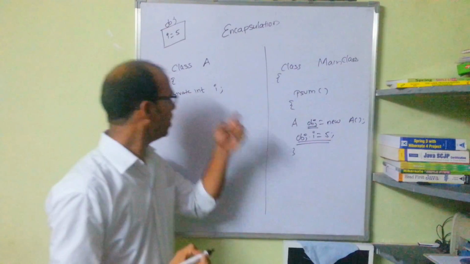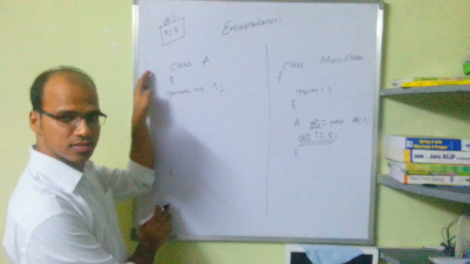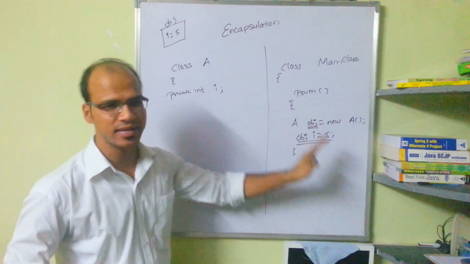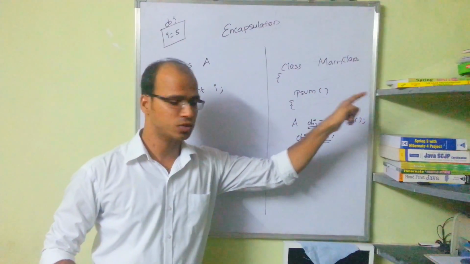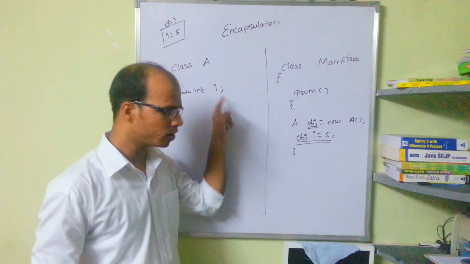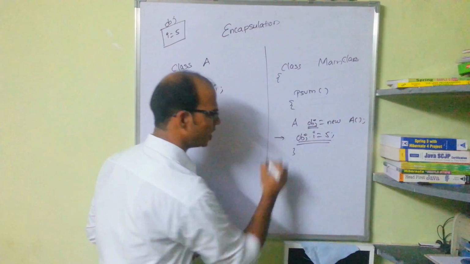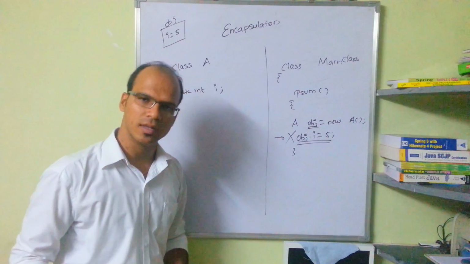It's because private variables are only accessible in the class. It is not accessible outside the class because we have two different classes, right? We have class A and we have main class. So from this class, you cannot access this I. So this will give you an error. So how do we solve it?